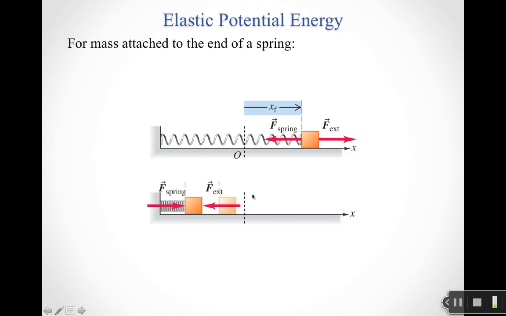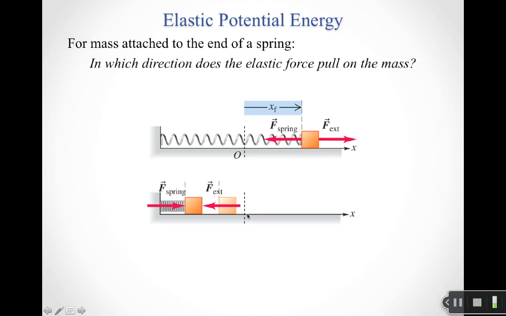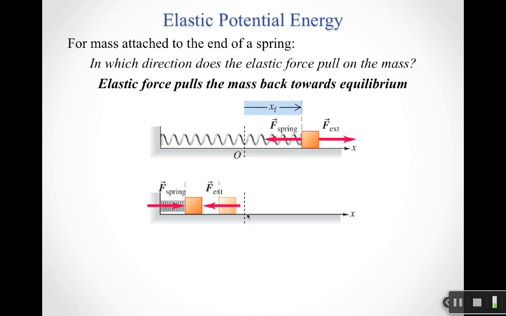And you notice that what I can do is I can pull the mass out by pulling it to the right, and I can push the mass in by pushing it to the left, and in both cases I'm moving it away from the equilibrium point. And so the question becomes, in which direction does the elastic force pull on the mass whenever I do that? And in either case, the elastic force is always trying to pull the mass back towards equilibrium. So here you can see that when I pull the mass out to the right, the spring force is trying to pull the mass back to the left, back towards equilibrium. When I push the mass over to the left, the spring force is trying to push the mass to the right, again, back towards equilibrium.